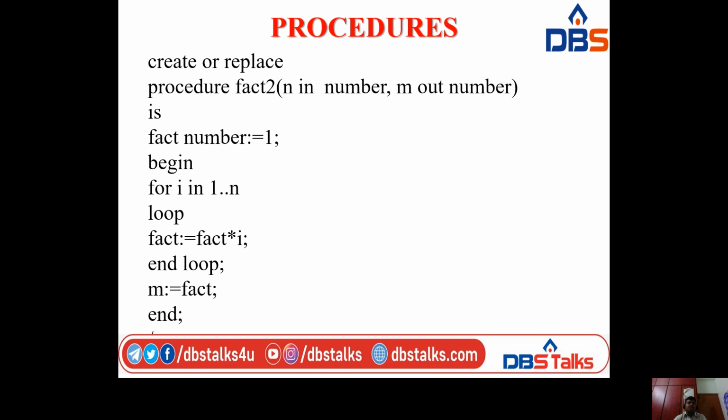Here is one procedure we are taking, especially used to calculate the factorial: n in number and m out number. Here we are taking some parameters like in and out. Some of the parameters are for input purposes and some for output purposes. Here fact is a number; begin, a for loop where fact equals fact times something, and m is equal to fact. Finally, n is for the input. We are taking one value into the procedure and sending one value out to the caller which invoked this procedure. That is about in and out.